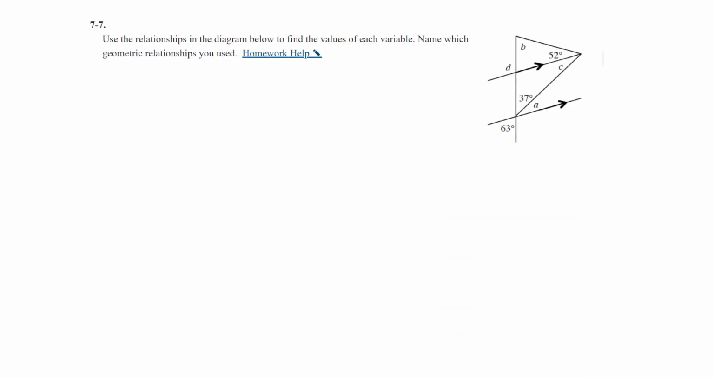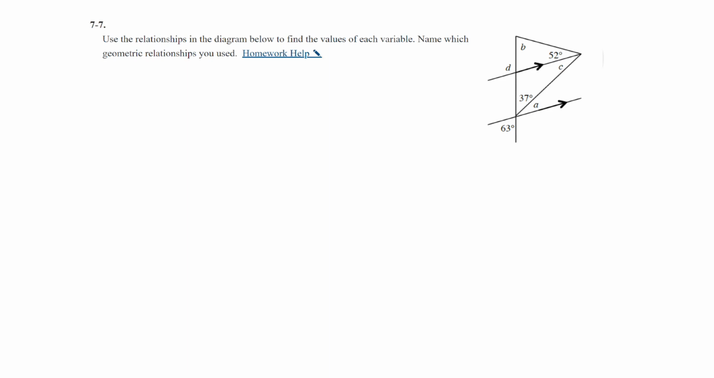Question 7. Use the relationships in the diagram below to find the values of each variable. Name which geometric relationship you used. The relationships that we use really is going to depend on how you go about doing this, so I'll explain mine, but that's, once again, not the only way.